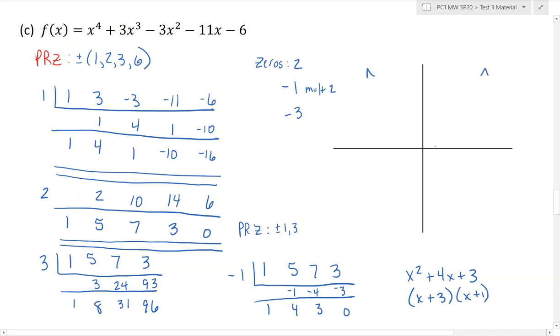I have zeros of 2, -1, -3. And my y-intercept, if I would put 0 in all of my x's, I get a y of -6. So again, just one tick mark, label it with a -6. Remember that your 0 of -1 has an even multiplicity, so it's going to bounce off of it, kind of like the behavior of a parabola. And the others are linear, so we're going to go through those like a line.